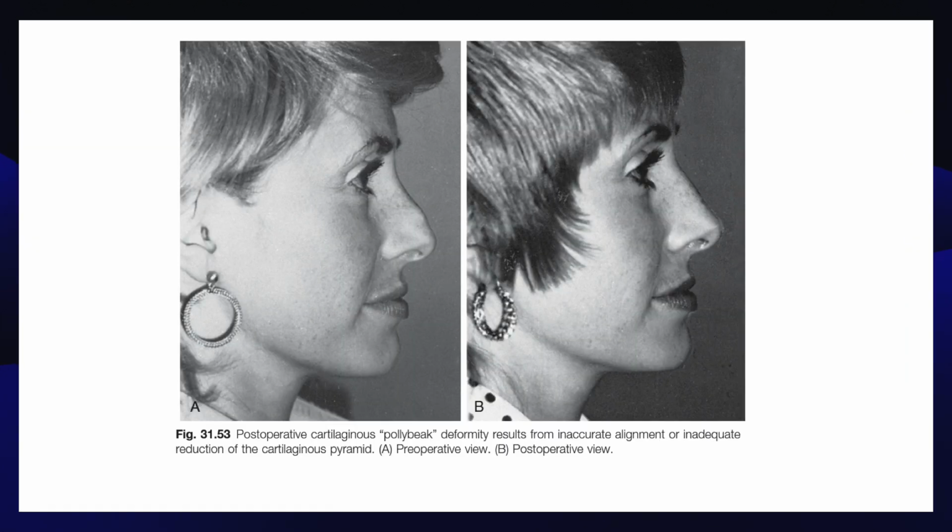In this photo, you may be asked about the type of the deformity. As you can see in A, it's called polybeak deformity. Another question may be: what causes the polybeak deformity? The answer will be inaccurate alignment or inadequate reduction of the cartilaginous pyramid. A represents the pre-op view and B represents the post-operative view.